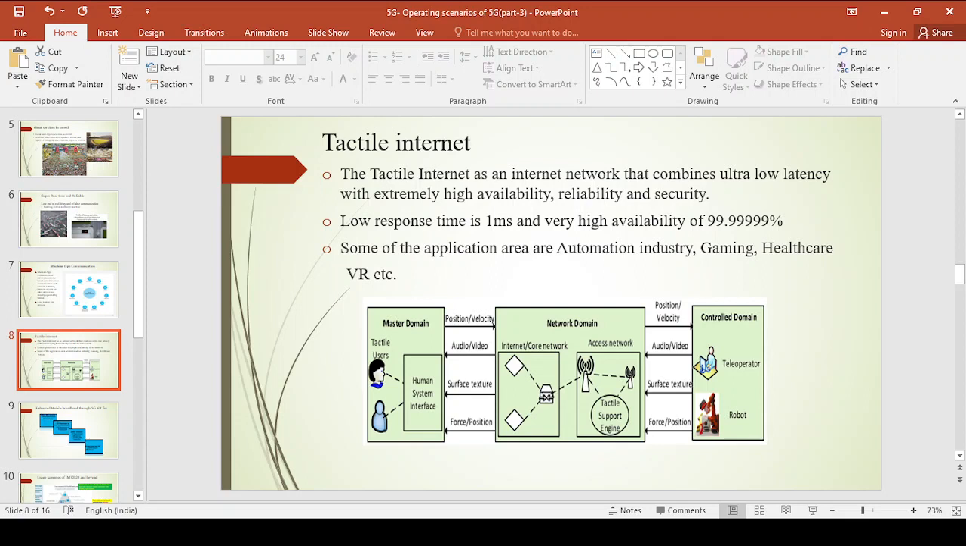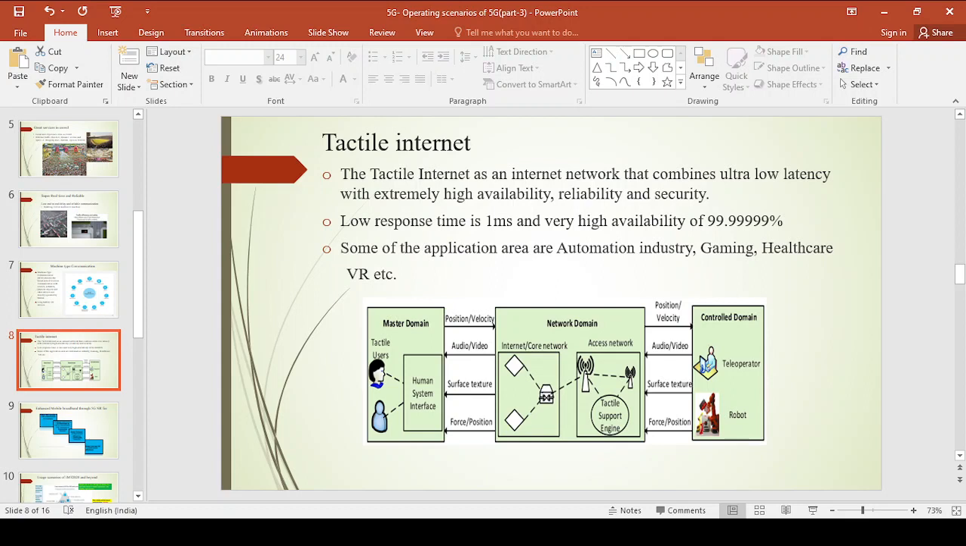That means tactile internet is an internet network that combines ultra low latency with extremely high availability, reliability and security, right? Now this tactile internet should provide very low latency with high availability, high reliability and high security. It should provide low response time, as I have said, low delay time, nothing but 1 millisecond, and high availability of 99.99%.